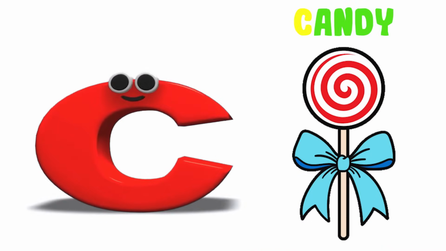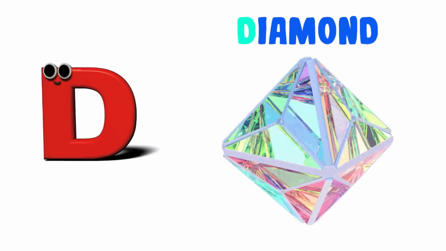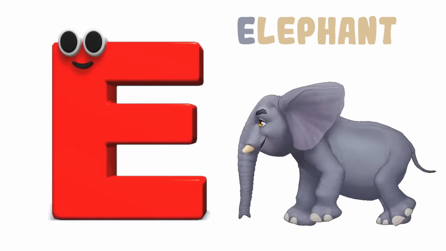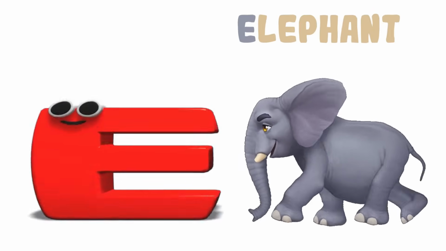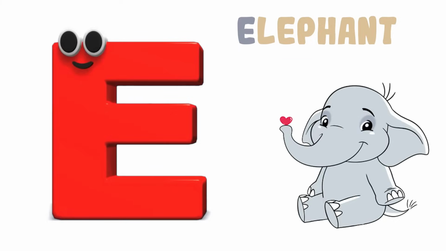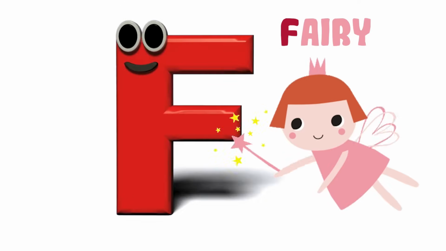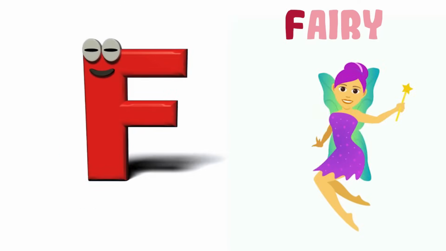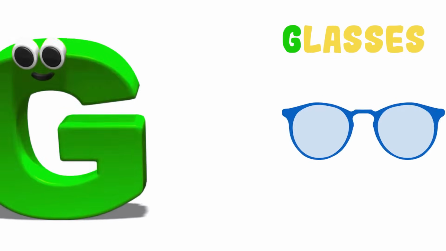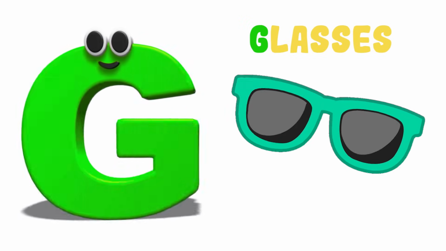C, candy. D is for diamond, d, d, diamond. D, diamond. E is for elephant, eh, eh, elephant. E, elephant. F is for fairy, f, fairy. F, fairy. G is for glasses, g, g, glasses.